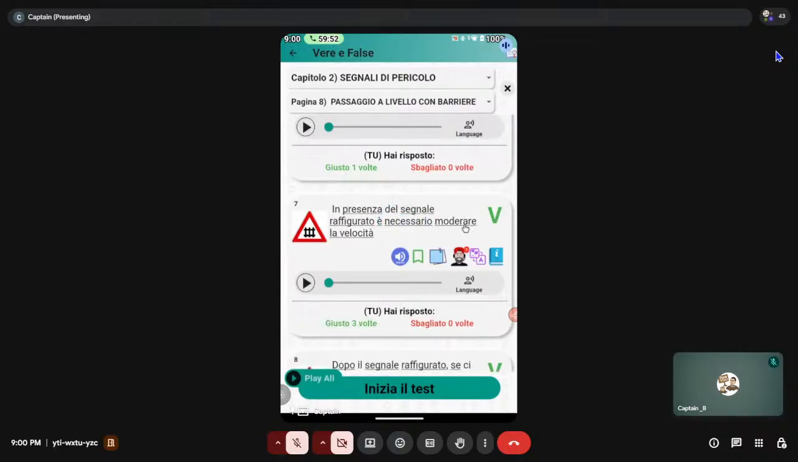In presenza del segnale raffigurato è necessario moderare la velocità. In the presence of this sign, it is necessary for you to moderate your speed. Yes. Because if you see this sign, have it in mind that you're getting close to a level crossing. I don't know if the barrier is already down, or still up, or a train is coming. So seeing this sign alone is saying that you are entering a danger area. So moderate your speed. All right? Yes, it is true.